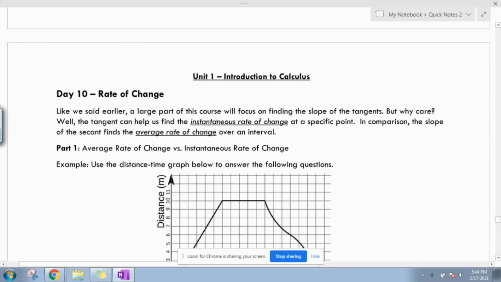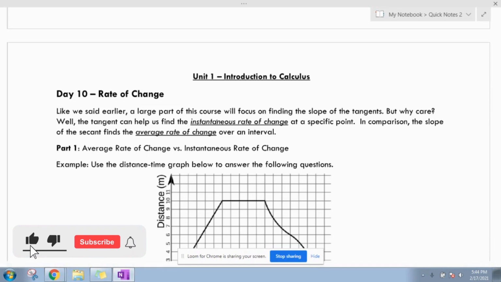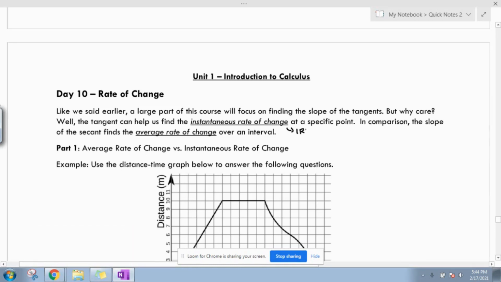In today's class, we're going to be talking about rate of change, more specifically how to figure out instantaneous rate of change and average rate of change. Now, before I begin the lesson, I do use acronyms for instantaneous rate of change and average rate of change. So for instantaneous rate of change, I use IROC, and then for average rate of change, I use AROC. So sometimes you'll see me write that in my notes. That's just what it stands for.